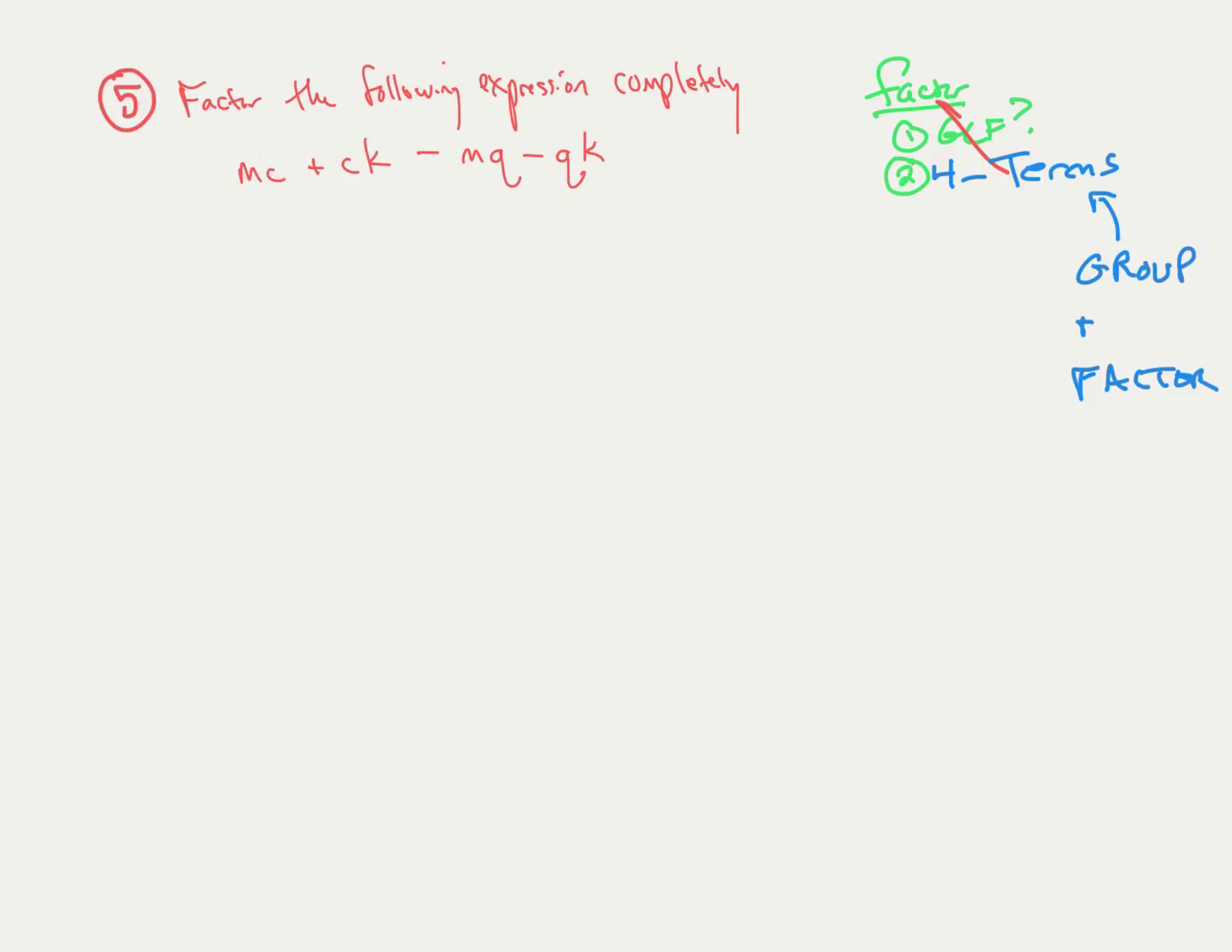So if I do sort of a, I like to do a dotted grouping, just so I can still see what it was at the beginning. So MC plus CK, and I'm going to factor out a C and then rewrite what's left. If I take C out of MC, I've got M. If I take C out of CK, I've got K left.